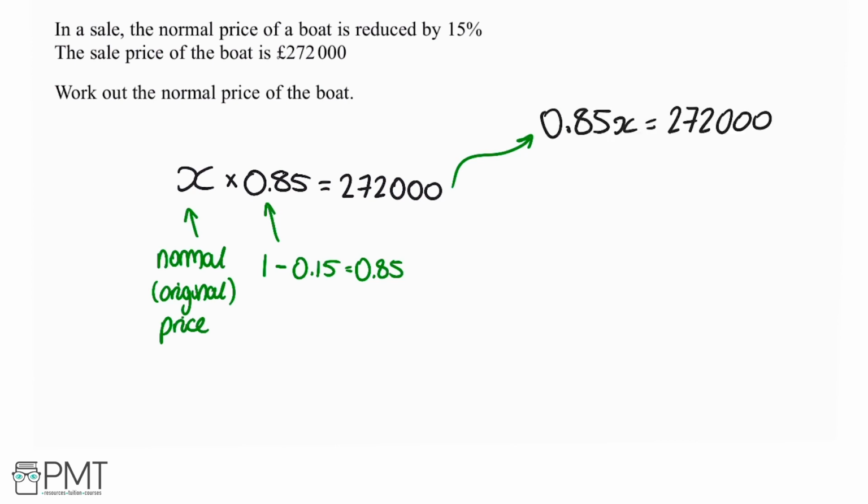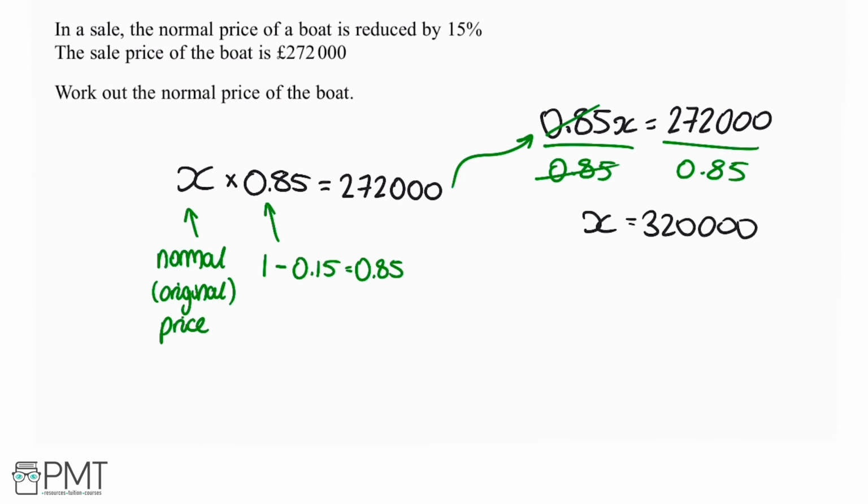So if I divide both sides by 0.85, 0.85 and 0.85 cancel, leaving us with x on the left-hand side. And on the right-hand side, we're going to get 320,000. And one thing we can check to make sure we're on the right tracks is, do we want this number to be greater or less than this number? Well, we want it to be greater than this number, because this number was when there was a discount. So the original price must be greater, so we know we're on the right tracks.